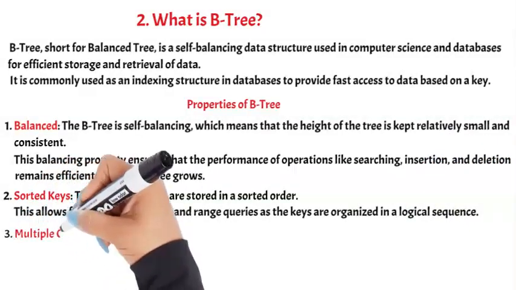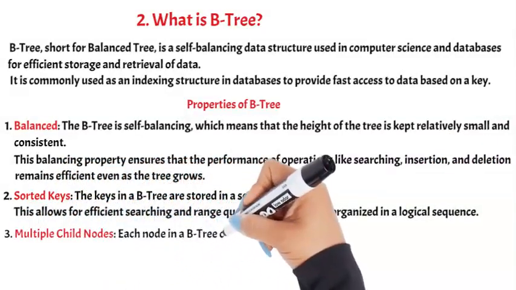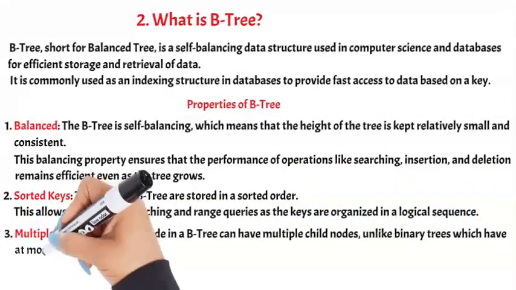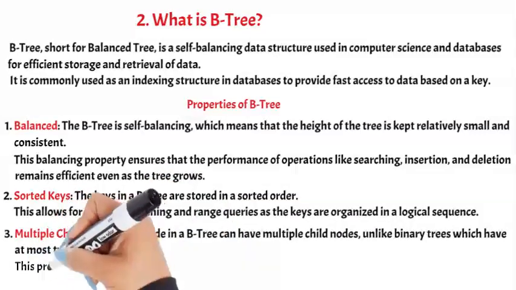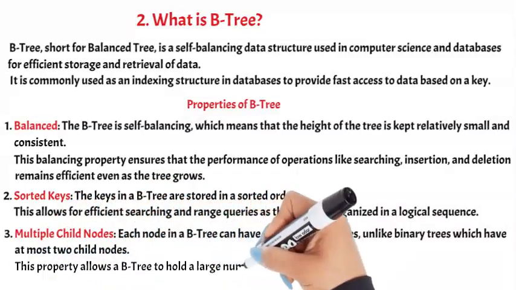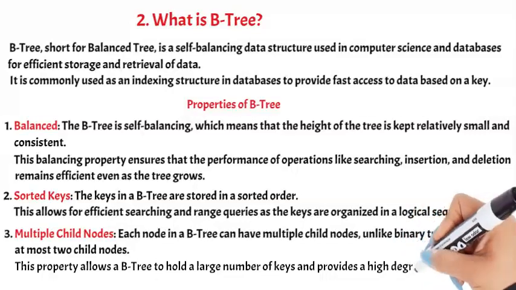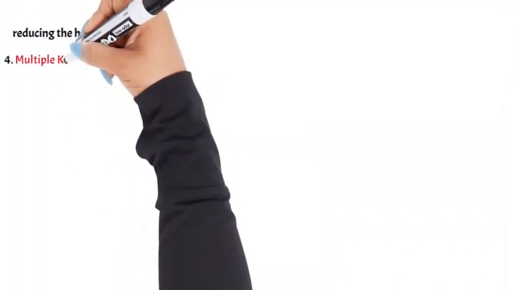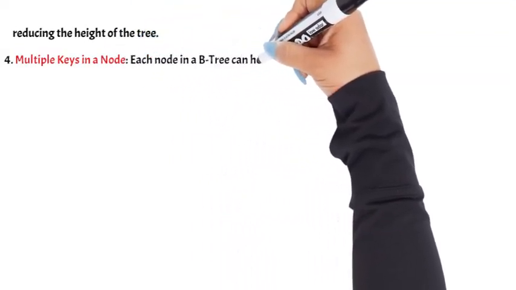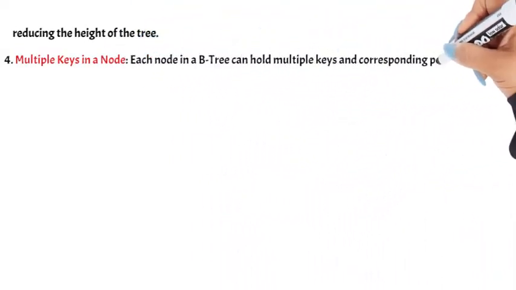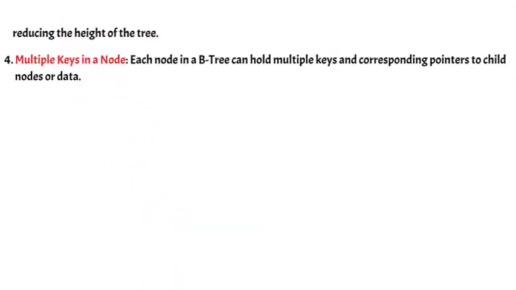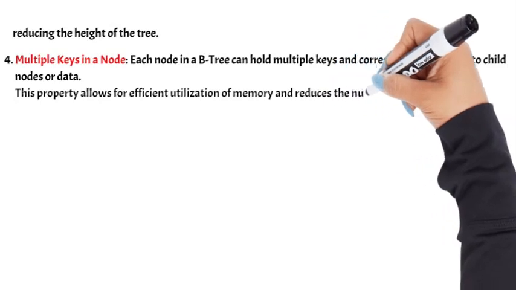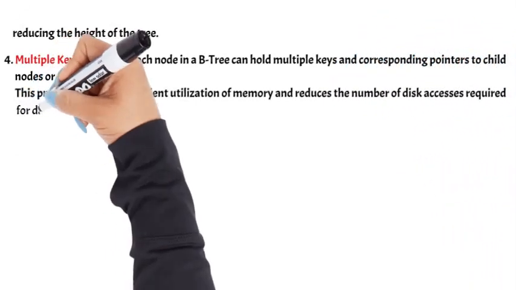3. Multiple child nodes. Each node in a B-tree can have multiple child nodes, unlike binary trees which have at most 2 child nodes. This property allows a B-tree to hold a large number of keys and provides a high degree of branching, reducing the height of the tree. 4. Multiple keys in a node. Each node in a B-tree can hold multiple keys and corresponding pointers to child nodes or data. This property allows for efficient utilization of memory and reduces the number of disk accesses required for data retrieval.